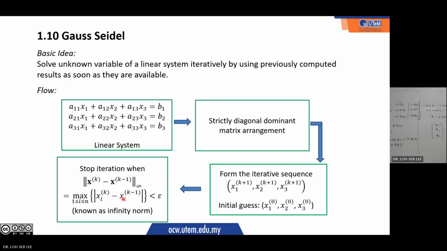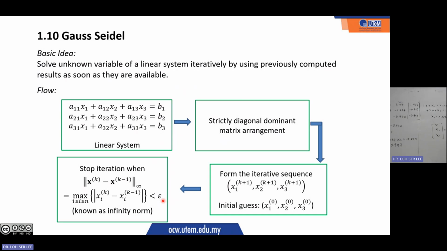We will stop when the value of this norm, which is known as the infinity norm, is less than a given small value called epsilon. This epsilon will be given in the question. So when the infinity norm is less than epsilon, we stop the iteration and give a conclusion.